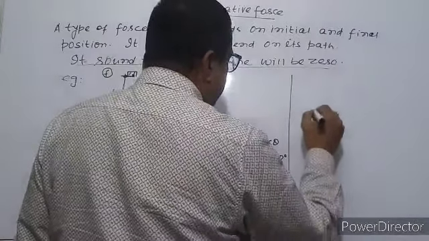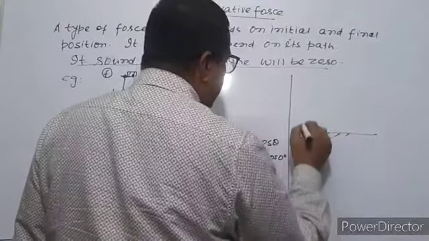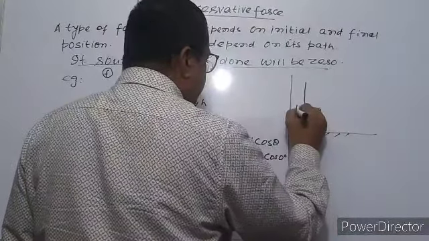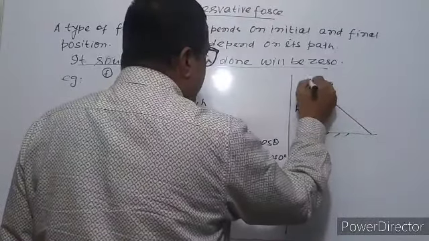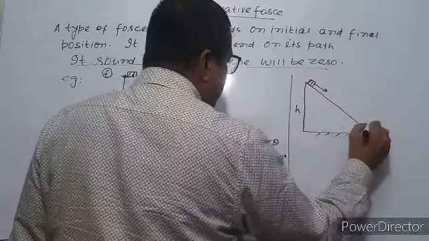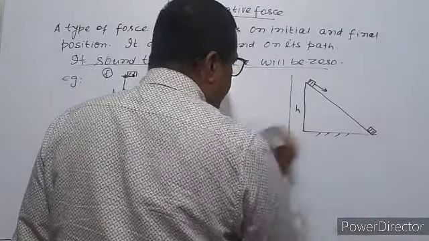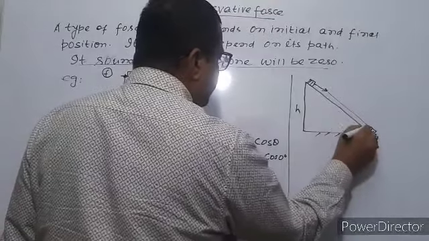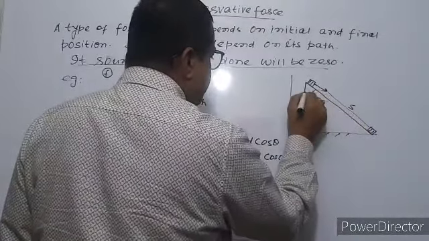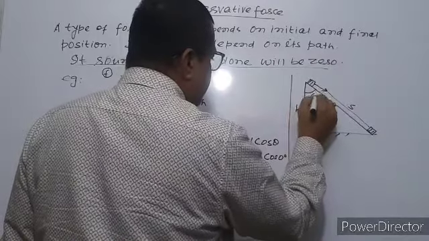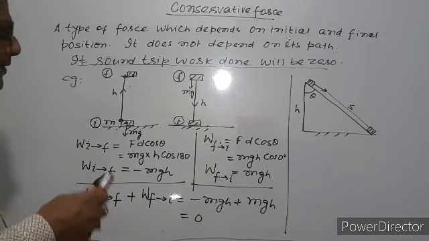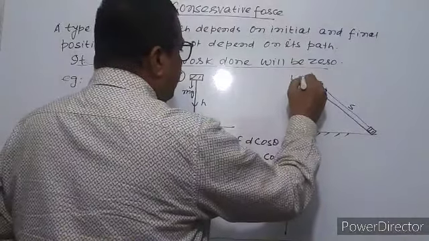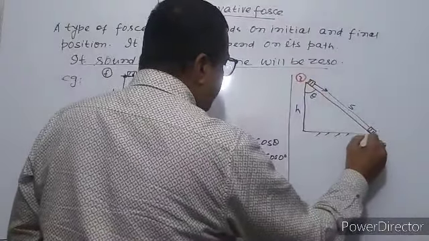Suppose that this is the earth surface and this height is h. A body is coming down from here to here. This is the distance s and this is the angle theta. Now we have to find work done from I to F.